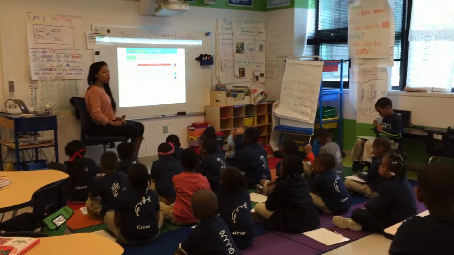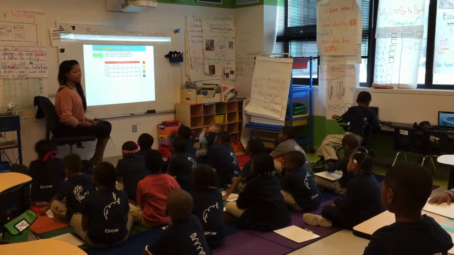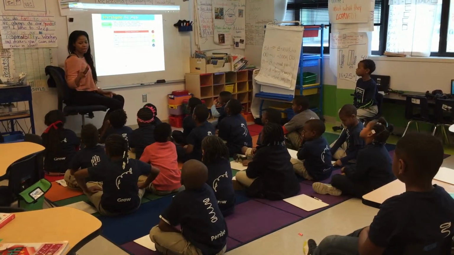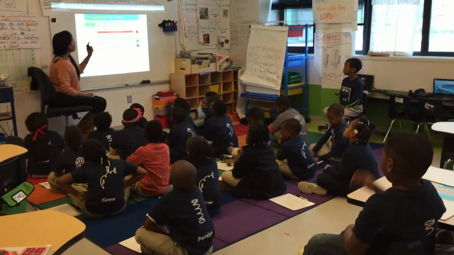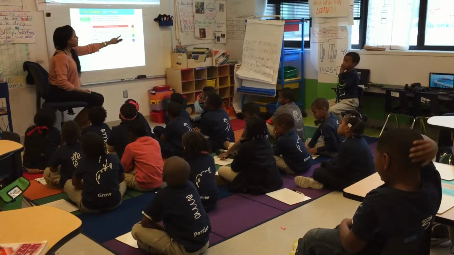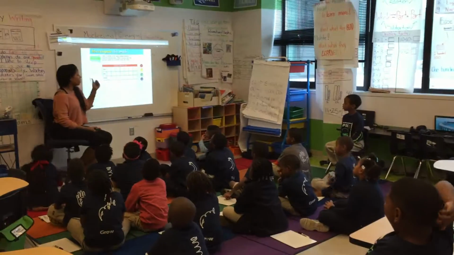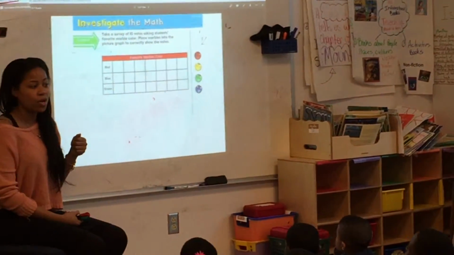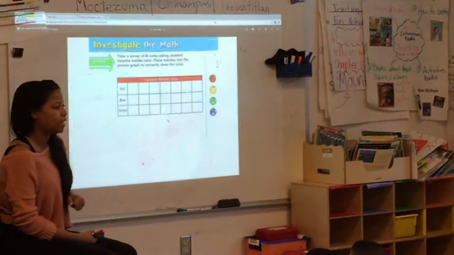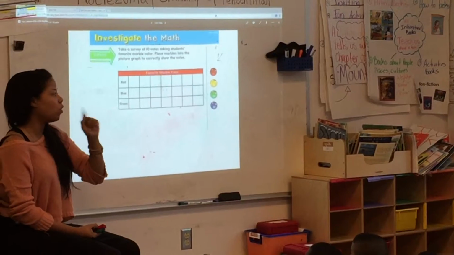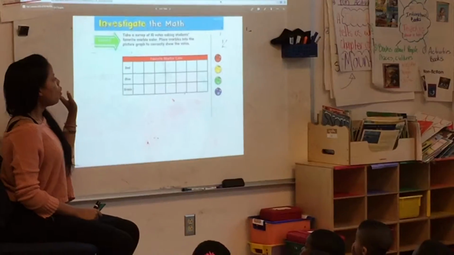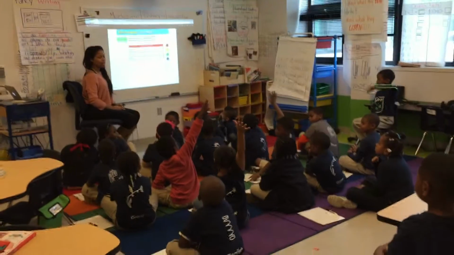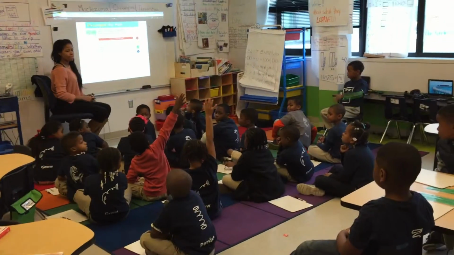Now let's do our own graph as a class. I love how everyone in the green row has their board down. Almost everybody. Okay, awesome job. Look at these colored marbles on my left. We have red, yellow, orange, and blue. As a class, we're going to vote and make our own picture graph. You can only vote once. Whose favorite marble is red? Raise your hand if red would be your favorite marble.